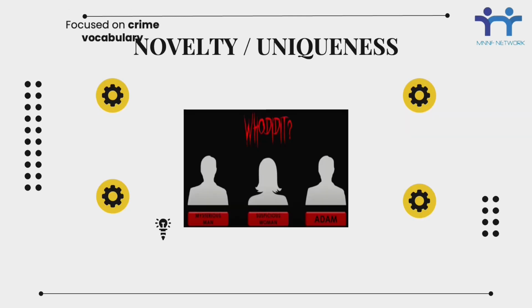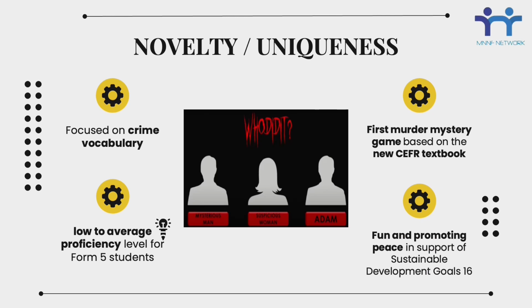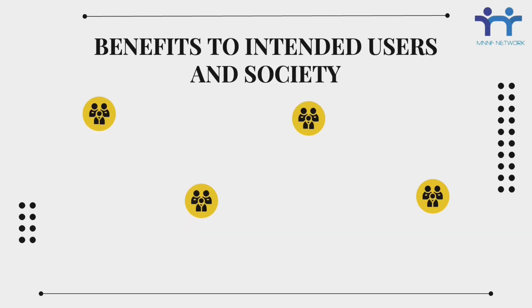WHODIDIT is unique because it focuses on crime vocabulary, catered to low to average proficiency level for Form 5 students. It is the first murder mystery game based on the new CFR textbook. It promotes peace in support of Sustainable Development Goals 16. These are the benefits of WHODIDIT.